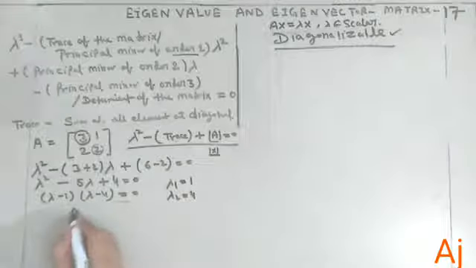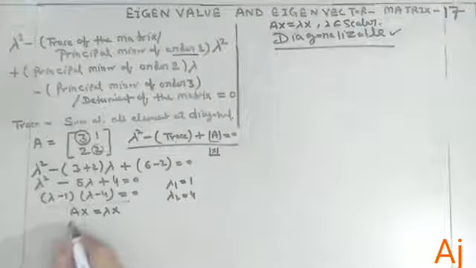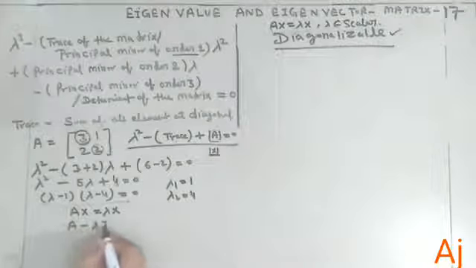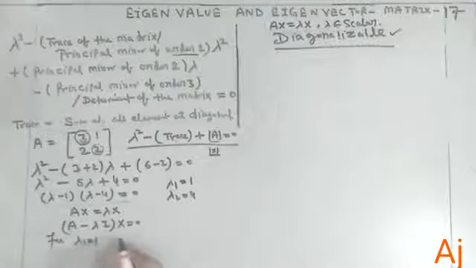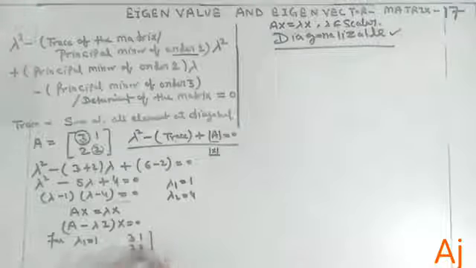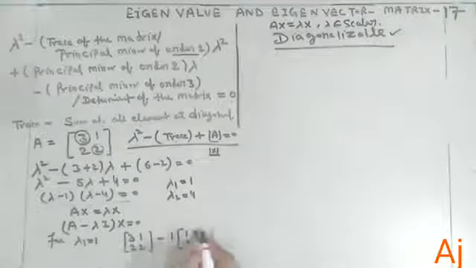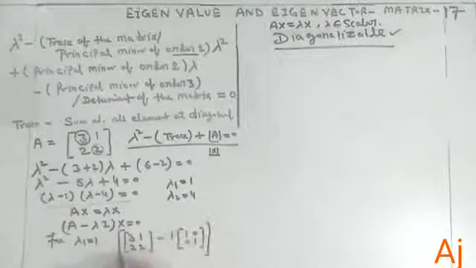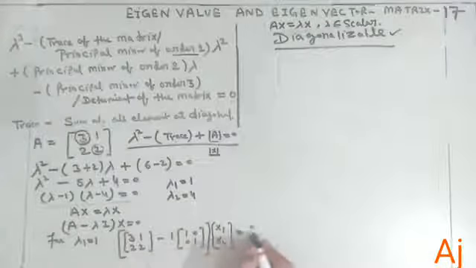Now the basic formula to find the eigenvalues and eigenvector is Ax is equal to lambda x. So it will come as (A minus lambda I) x is equal to 0. Now for lambda 1 is equal to 1, put this matrix here, 3 1 2 2, then minus 1 into 1 0 0 1. If you solve this, x means there are two variables, is equal to 0 0.